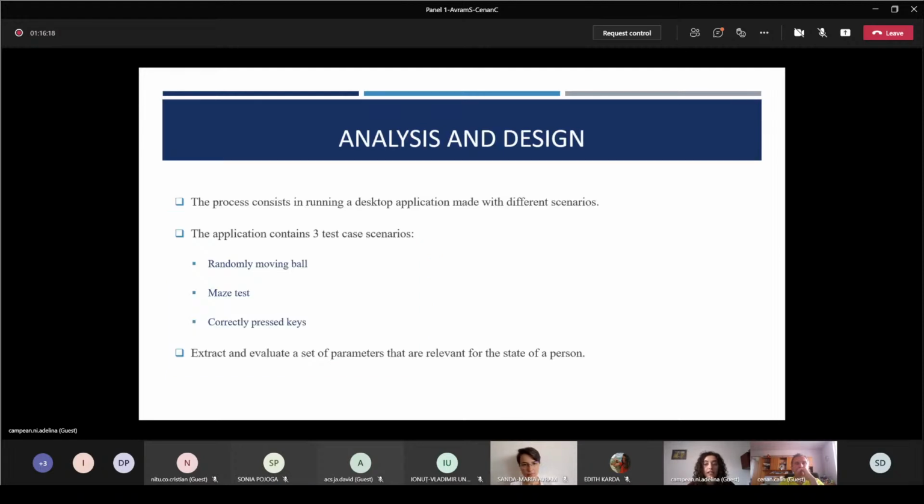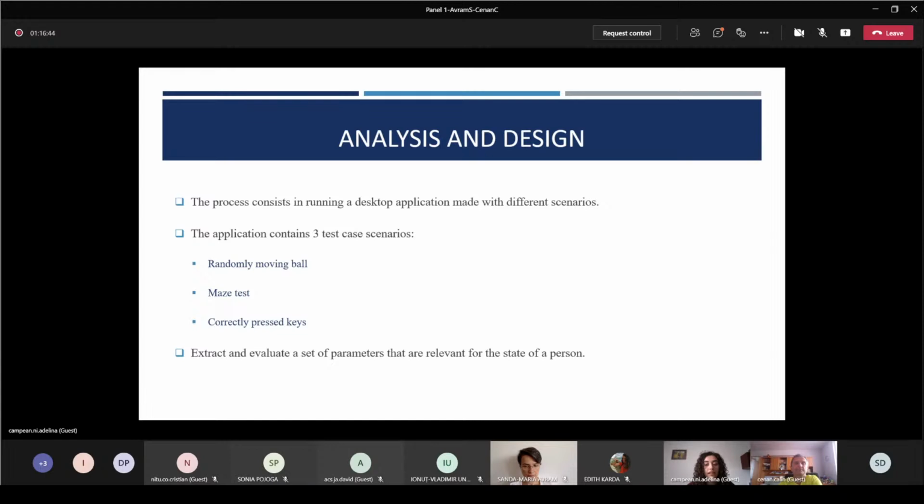The process of detecting the level of stress that a user has consists of a desktop application made with different scenarios. Each test has a few parameters that need to be fulfilled, and depending on them, the classification algorithm will be able to give an answer. Before each test, a message will appear on the screen with a short description of the test the subject is about to take, how it is going to be, and what the user should do.